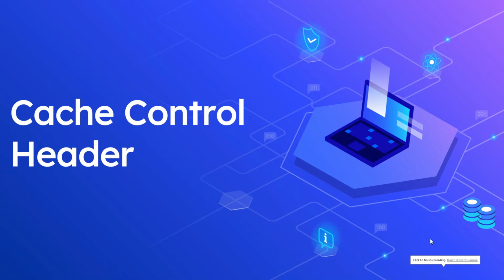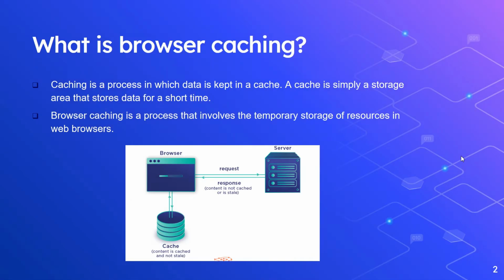So today we'll be discussing what a cache control header is, but first we will discuss what browser caching is. Browser caching is basically a temporary storage of resources coming from the server into the cache. Let's take an example: a visitor visits a website and stores some resources like images, HTML files and JavaScript files. When the user accesses those images, HTML files or JavaScript files, they will get loaded faster and the bandwidth usage will be reduced.